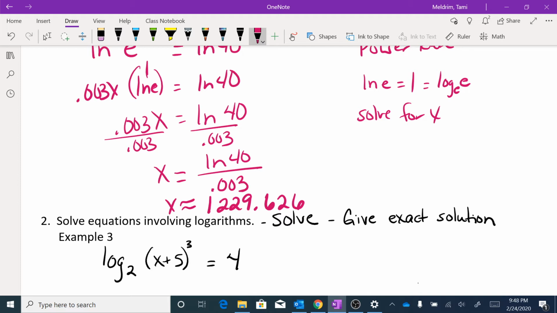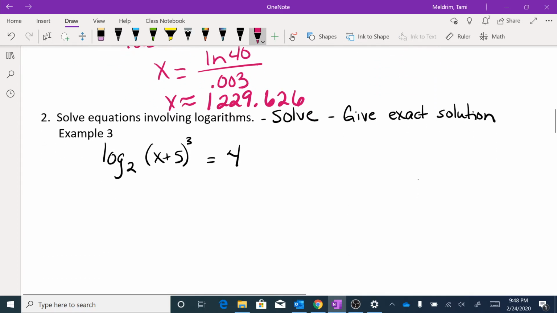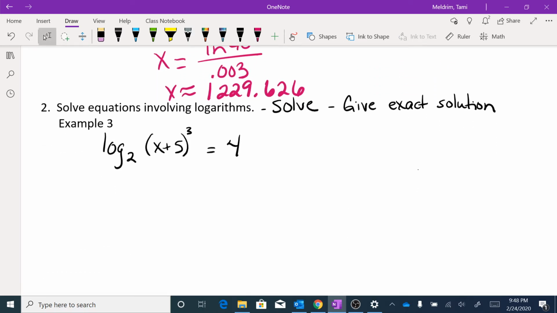So the second thing we're going to talk about, here again, we have one log, and it's a little bit more extensive. I want you to solve, but give me an exact solution, meaning if it has a fraction, you keep it as a fraction. I don't want a decimal that you've rounded. If it has a radical in it, you keep it as a radical, because otherwise you're going to have to round. Exact solutions means do not round. Don't put it as a decimal and decide you want to round wherever you want.